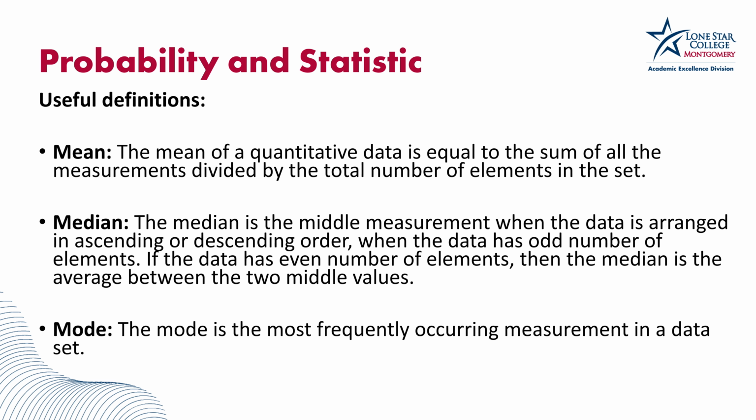Median. The median is the middle measurement when the data is arranged in ascending or descending order when the data has an odd number of elements. If the data has an even number of elements, then the median is the average of the two middle values. Think about median as the median of a road, straight up in the middle. You always order it from least to greatest or greatest to least, and then look at the middle number. But you can only clearly see the middle number if you have an odd number of elements.